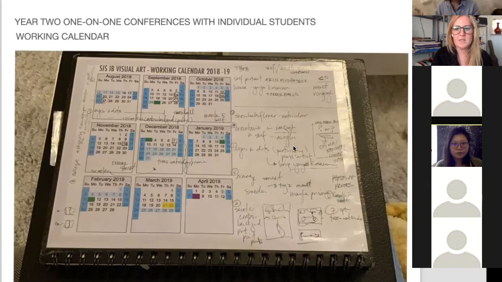So we write down our thoughts, and then we mark on the calendar when each of those artworks are going to be worked on and when they're going to be done, which gives the students a really good understanding of what they're going to do during their second year.